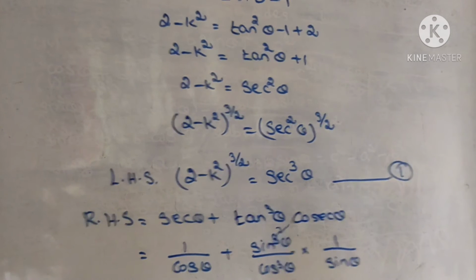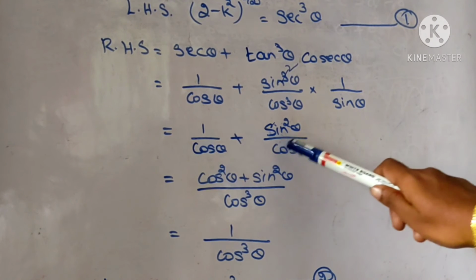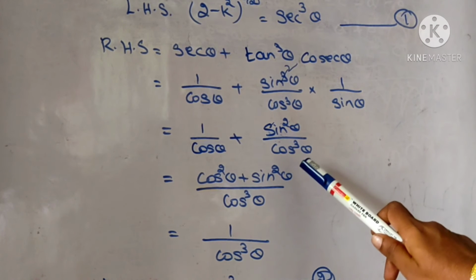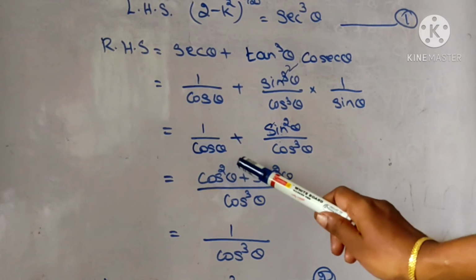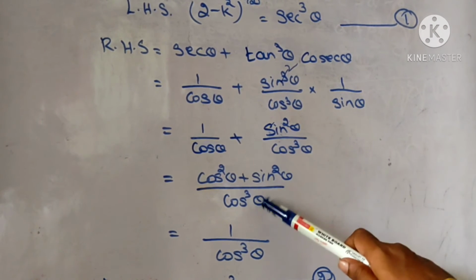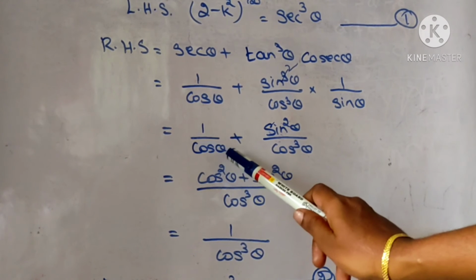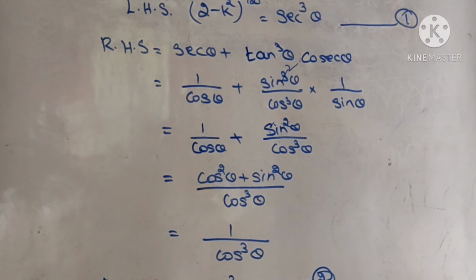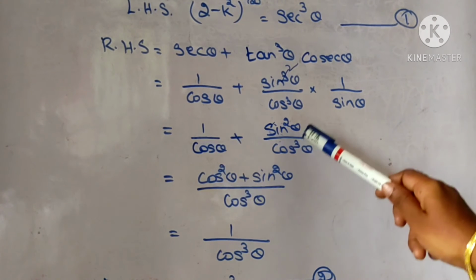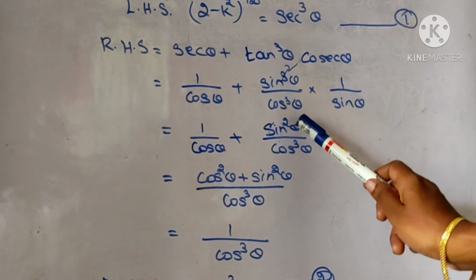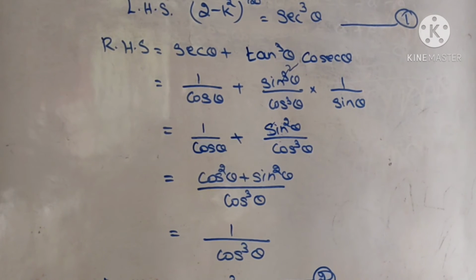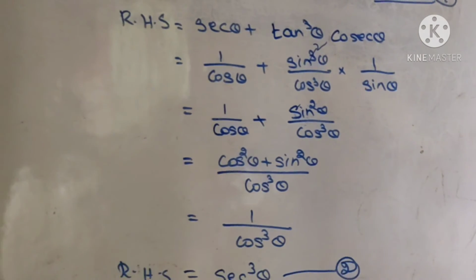So 1 by cos theta + sin square theta by cos cube theta. Take the LCM of the denominators. LCM of cos theta and cos cube theta is cos cube theta. So we want cos cube theta here. Then you multiply cos theta by cos square theta, so the numerator is also multiplied by cos square theta. So cos square theta + sin square theta over cos cube theta, where the denominator is already cos cube theta. Already we know the identity cos square theta + sin square theta is equal to 1. So 1 by cos cube theta, we get secant cube theta.